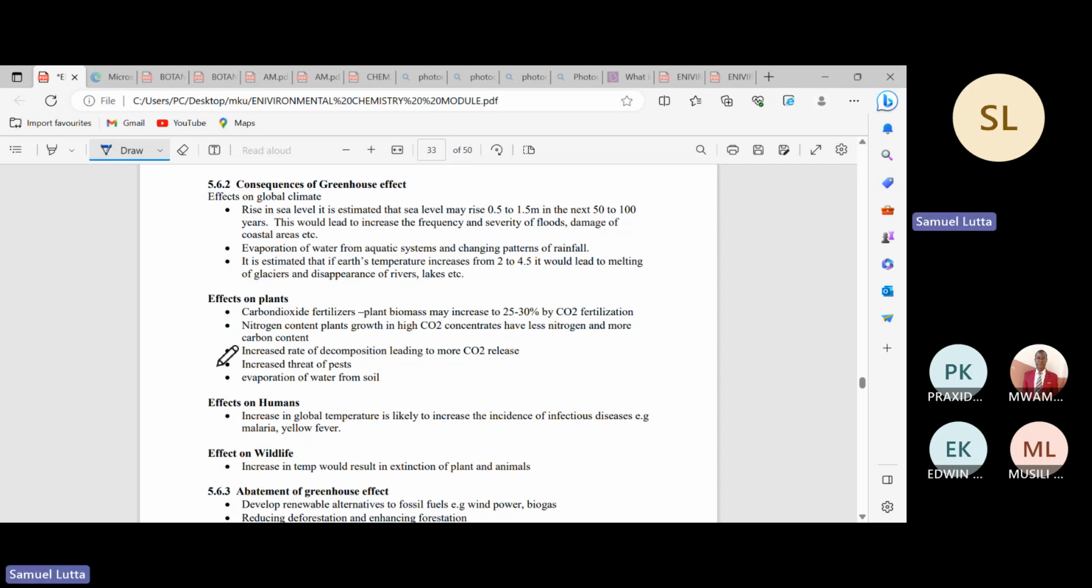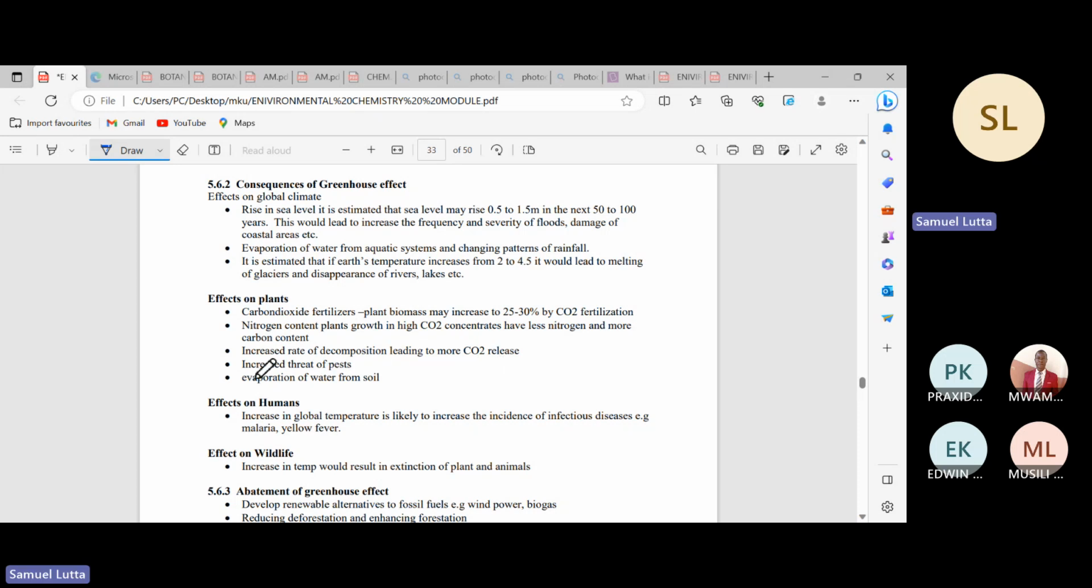And then the same effect of global warming is we also have an increase in decomposition, leading to the release of more carbon dioxide. High temperature causes plants to die when they decompose. Then we end up releasing more CO2 and the effect increases.